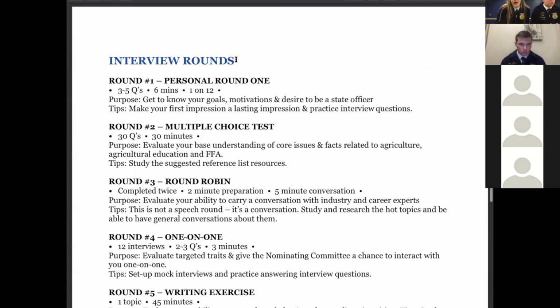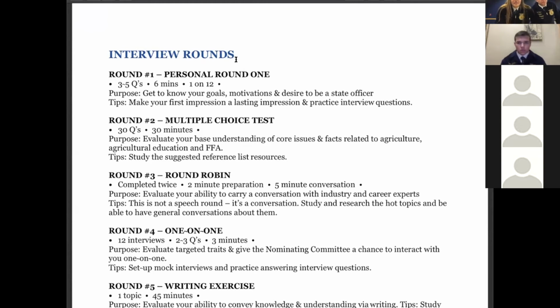So then the state officer interview process is a lot more in depth. And like we've mentioned multiple times, the SOC workshop goes through this in depth. It's a whole day of learning about it. So I'm just going to do a real brief overview. And then obviously if there's questions, we can answer those.